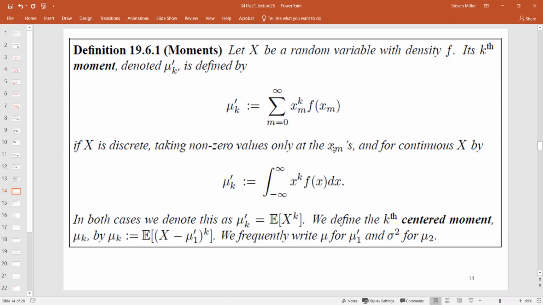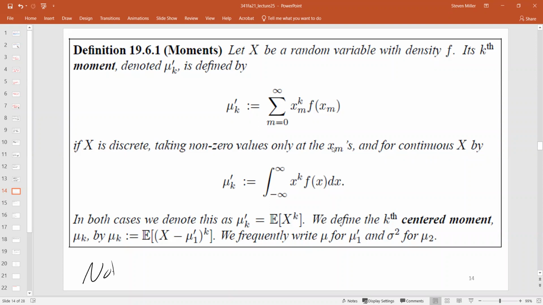Now, as soon as you see a prime, you should be asking, why do we have a prime in the definition? That probably means this is not the quantity we want to study. And so the quantity we often want to study is not the moment, but the centered moment. And so we define the kth centered moment as the expected value of x minus the first moment to the kth power. Now, let's see, what would be the first centered moment? First centered moment would be 0.